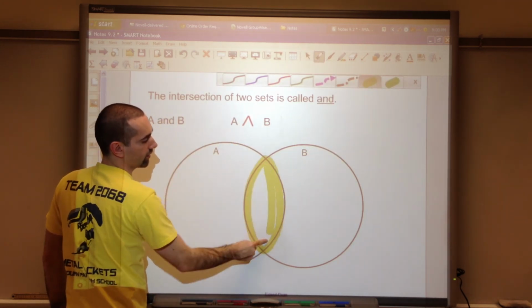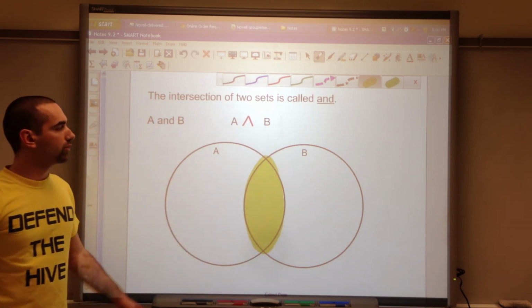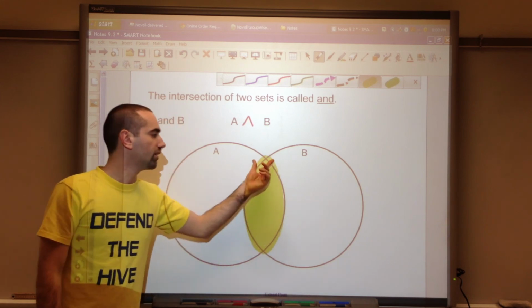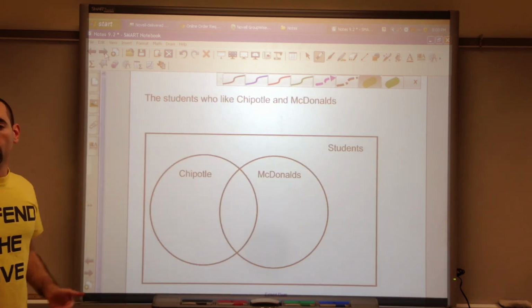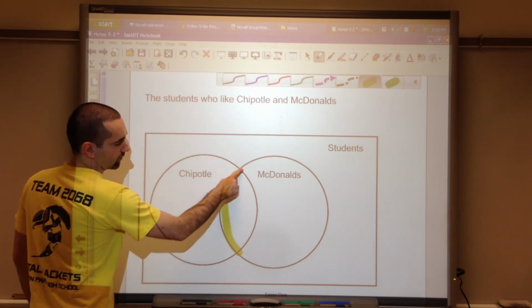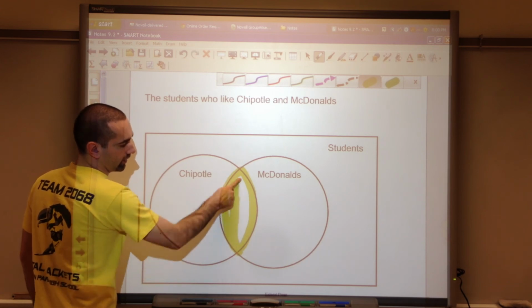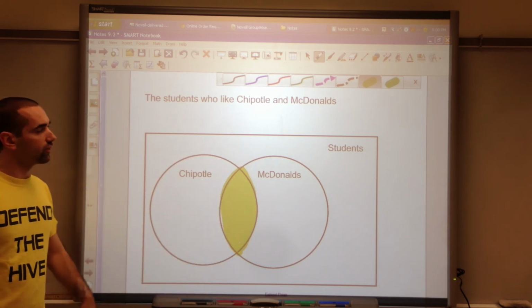This is the intersection. This data. Those who like A and B is here. Students who like Chipotle and McDonald's. Right here. These students like both Chipotle and McDonald's.